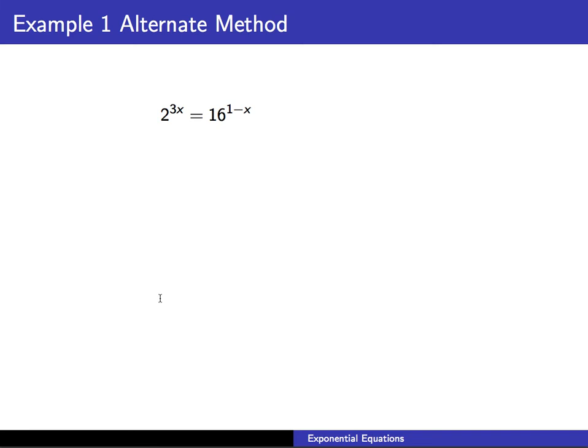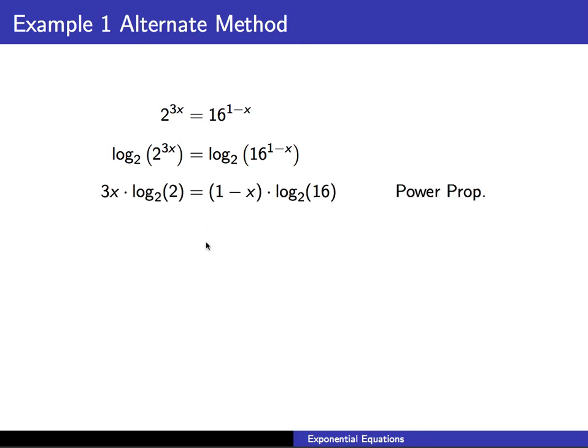As an alternative to what we just looked at, instead, we could take logarithms of both sides. And I recommend, as far as what base you should use, 2 versus 16, I just use base 2 because that way we won't have to worry about getting any negative numbers involved. But we could have just as easily taken log base 16 of both sides. Log base 2 of 2 to the 3x is 3x, or we could just bring the 3x down and get 3x times log base 2 of 2, and then using our power property here, 1 minus x times log base 2 of 16. Well, log base 2 of 2 is 1, so we get 3x times 1 is 3x.